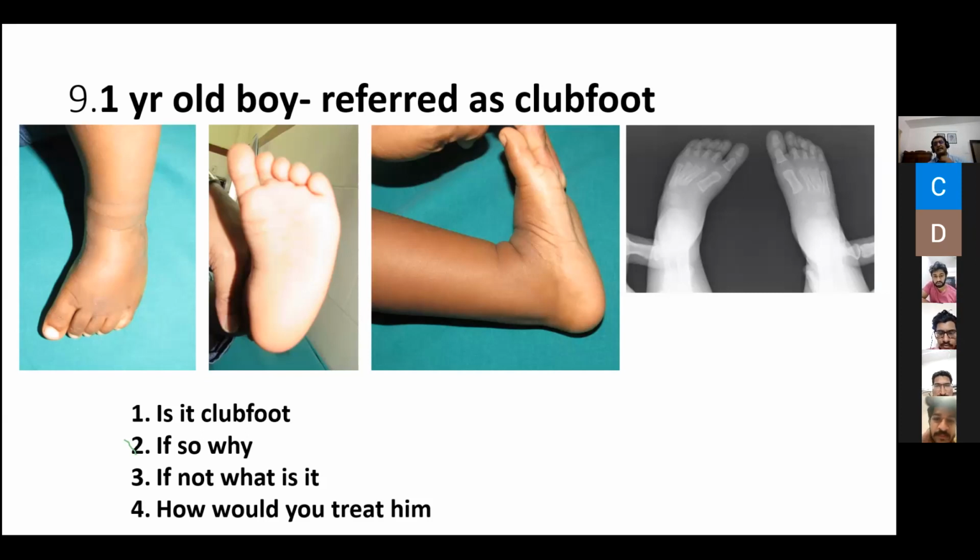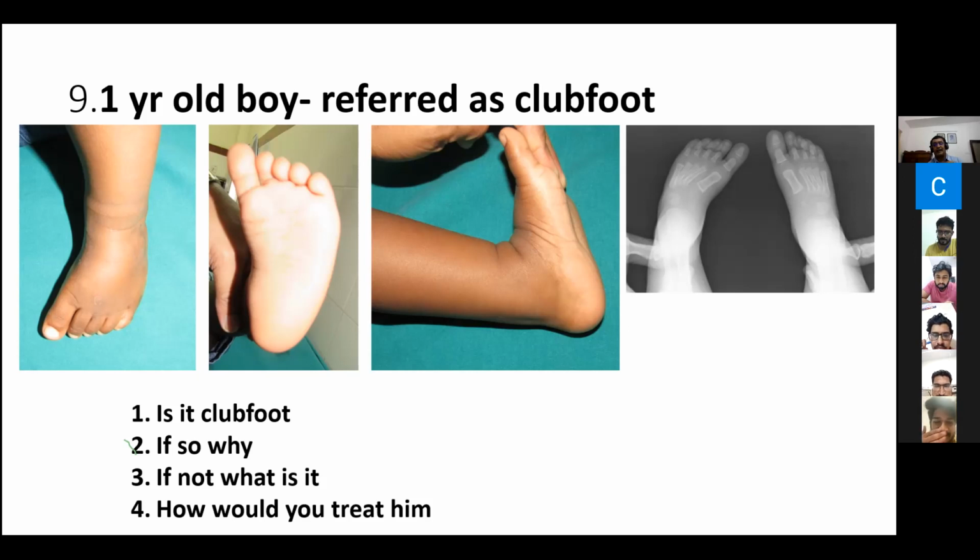Now, in a metatarsus adductus, which part of the foot is the deformity occurring? Is it the mid-tarsal joint, tarsometatarsal joint, or the metatarsophalangeal joints? Tarsometatarsal joint. Okay. Now, how do you treat this 1-year-old? Conservative treatment.